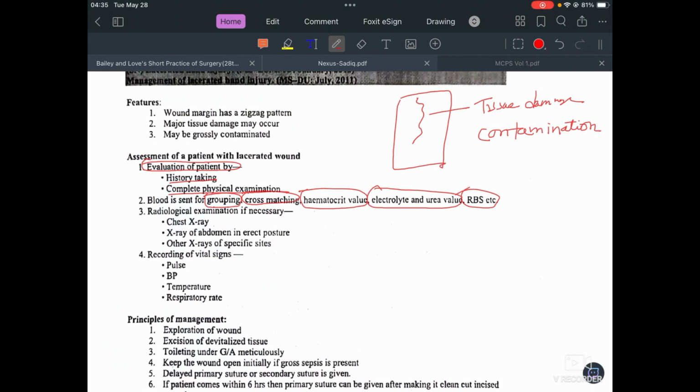Now radiological examination. At first we send the blood as we usually do, then we start the radiological examination. For radiological examination we should perform number 1, chest x-ray, number 2, x-ray abdomen in the erect posture, and number 3, other x-rays if needed. Now for the recording of the vital signs, we know the vital signs are pulse, BP, temperature, respiratory rate.